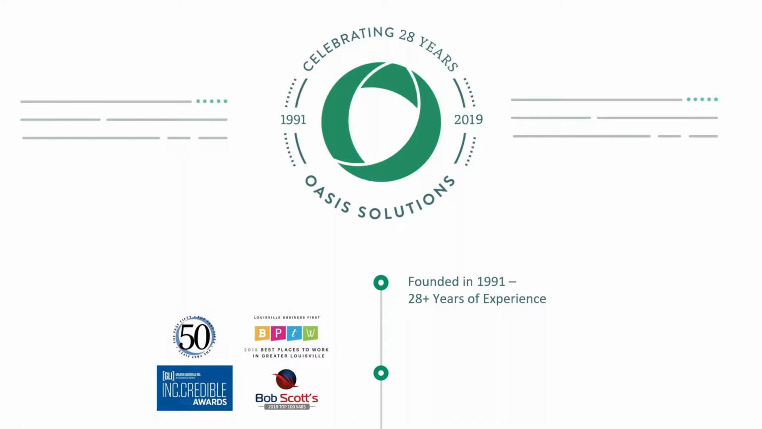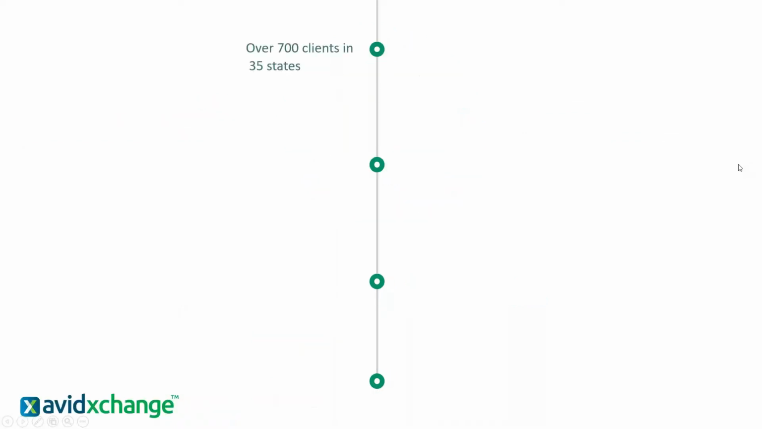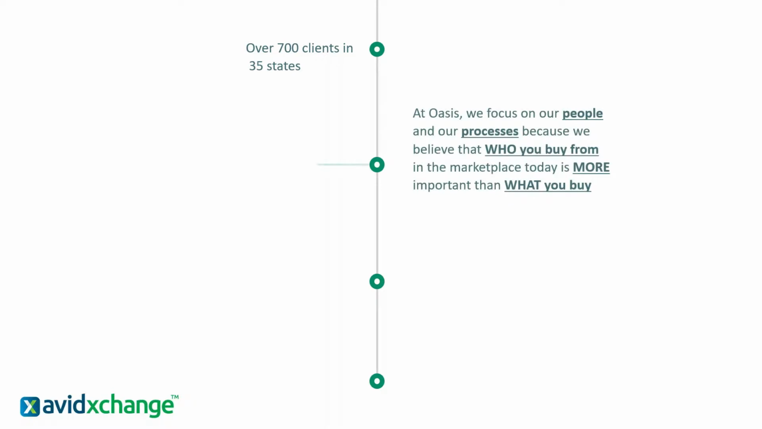We're really grateful over the last year to have some accolades I wanted to share with you. We were a Fast 50 company, growing fast in this marketplace through organic growth as a privately held small business. We're also one of Louisville's Business First Best Places to Work in 2018 and also in 2017. We really are proud of that because that means happy employees, and happy employees make happy clients. We were also a GLI Inc. Credible Award winner last year, as well as being named to an industry list for Bob Scott's Top 100 Value-Added Resellers. We service a wide variety of clients across 35 states, different industries, shapes, and sizes.